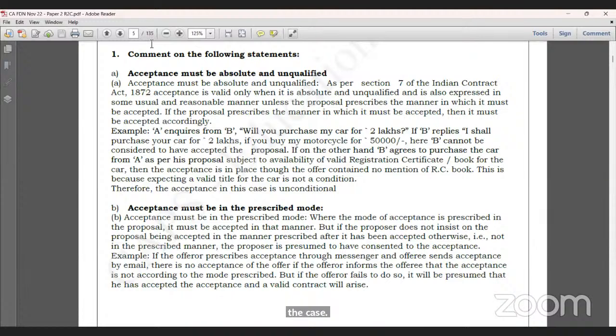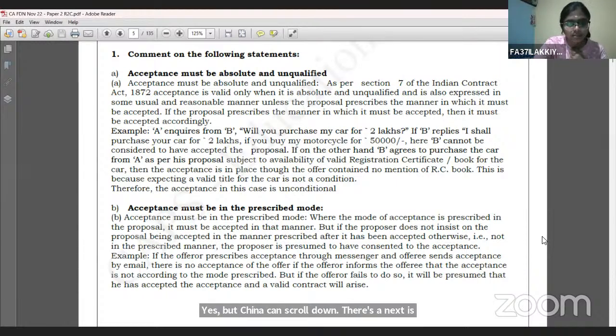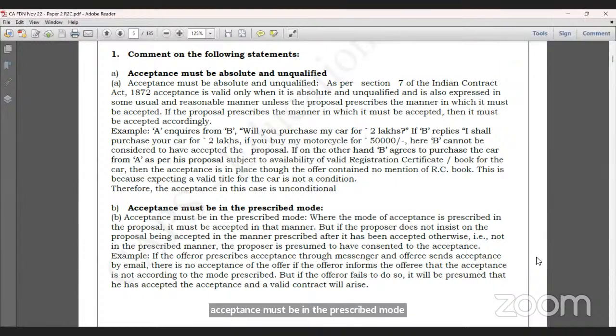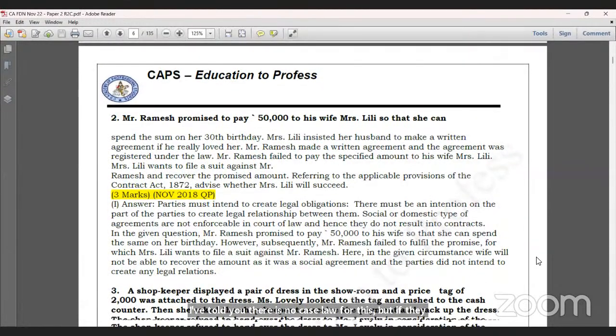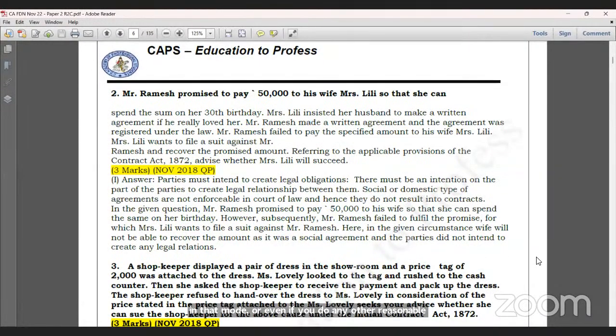Next, acceptance must be in the prescribed mode. It can be in this mode or any other mode. There is no case law for this, but if there is a mode which has been prescribed, you should do it in that mode. Even if you use any other reasonable mode, it's okay. But if the offerer insists that it should be in a prescribed mode, it should be in that mode. Remember, I did that case with you. You cannot send an unusual mode like a dog or pigeon. But suppose you have insisted on acceptance through WhatsApp and he sends it through email, it's okay. Understand?